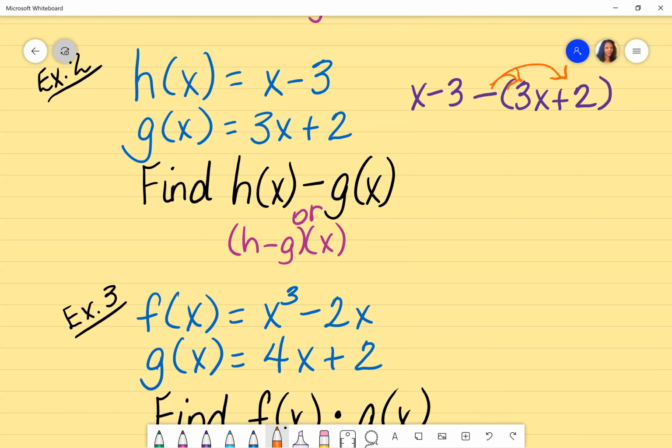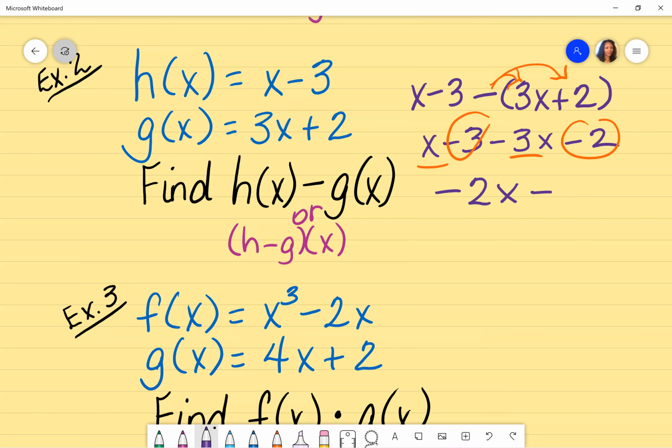Okay. So let's simplify this. And we have x minus 3 minus 3x minus 2. And again, I can combine some like terms here. So once I do that, my final answer is going to be negative 2x minus 5.